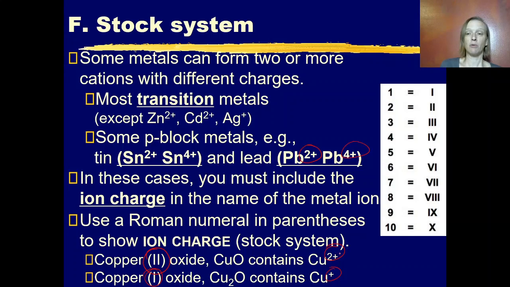When I have copper with a charge of +2, it bonds to oxygen, which has a charge of -2, in a 1-to-1 ratio. When I have copper with a charge of +1 and I have oxygen with a charge of -2, I need 2 coppers for every 1 oxygen. So that's why these formulas look the way they do. But the Roman numeral tells you the charge.